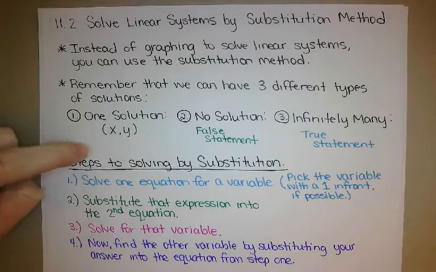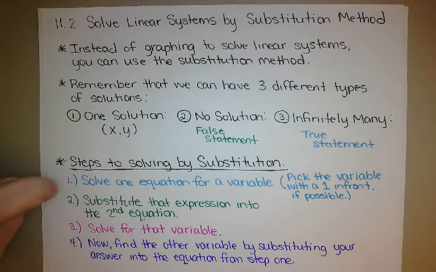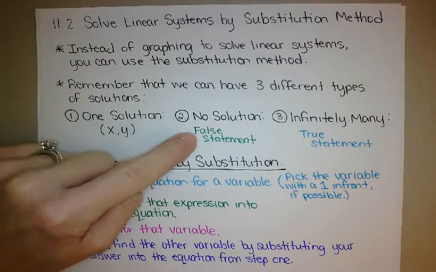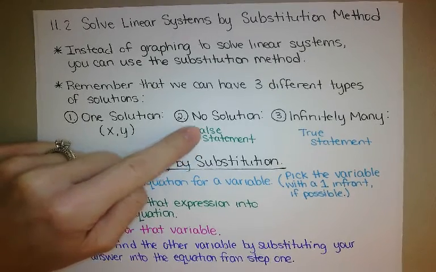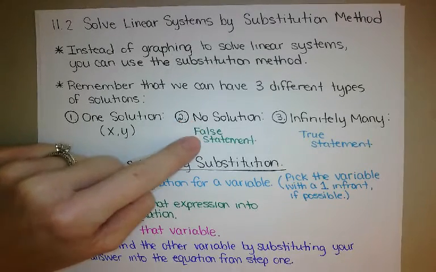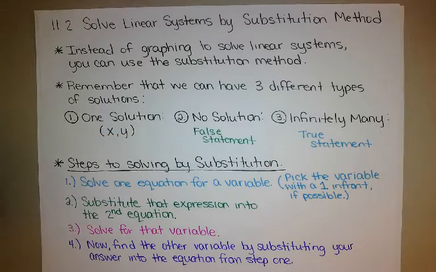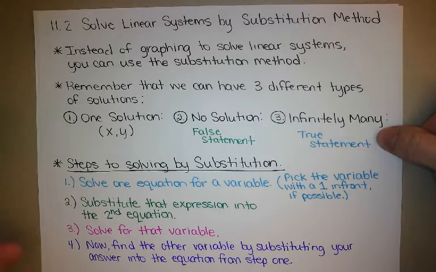If we're doing this by hand, this just means I was able to get a number for an x and a number for a y. A no solution will occur when we're doing our work and we get a false statement, we can say no solution, and I'll explain more later. Infinitely many solutions means when we're doing our work and we come out with a true statement, and again I'll explain that more when we get to an example.